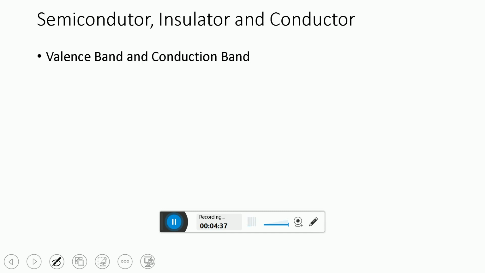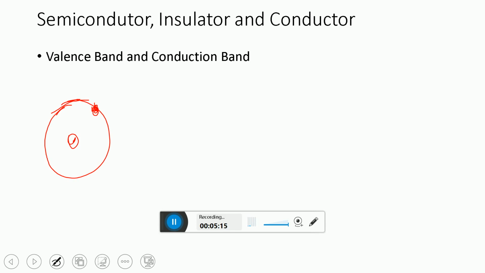Now let us see what the valence band is. The electrons present at the outermost shell, this is the nucleus and this is the outermost shell, the last shell, are known as valence electrons. So at the outermost shell this electron is present, that is, in the valence shell. The associative energy of this electron is higher than that of the first, second and third shells of that particular atom.